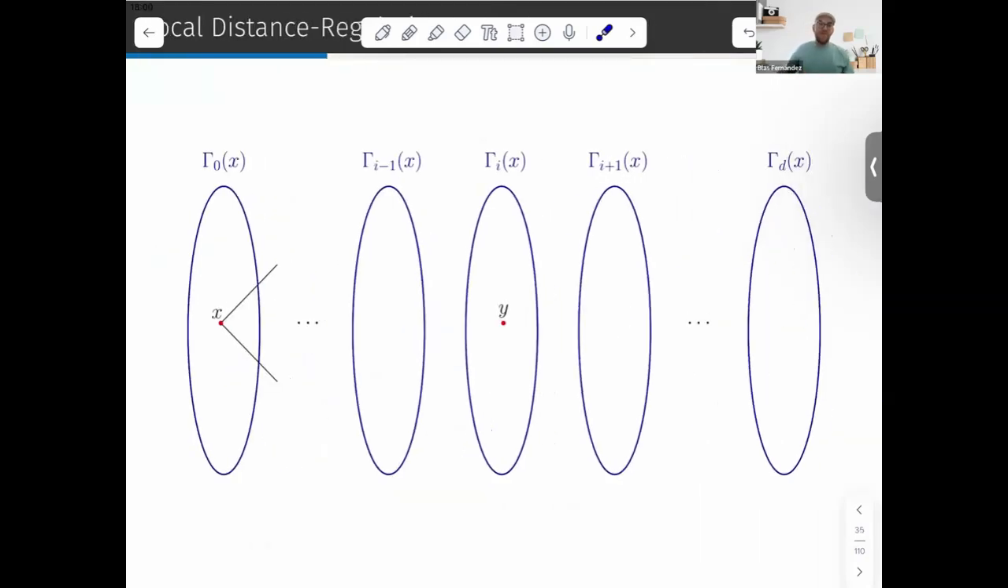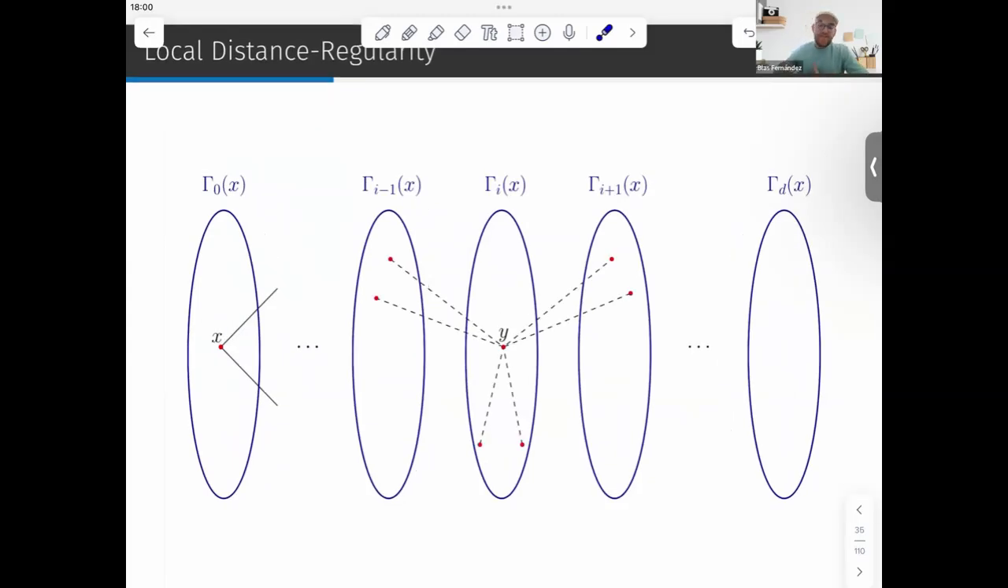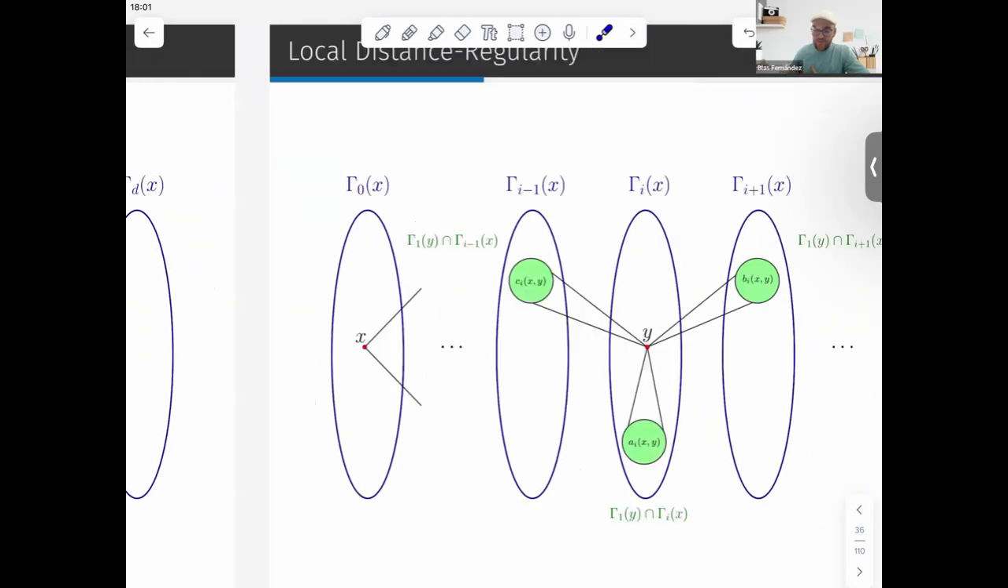Okay, let's quickly define what we mean by local distance regularity. We have a vertex x. We consider this vertex has eccentricity d. We consider all vertices which are at distance i from x for every i between 0 and d. So this is the distance partition. Now we pick a vertex y at distance i from x, and we observe that this vertex has three kinds of possible neighbors: those which are at distance i minus 1 from x, those at distance i from x, and those at distance i plus 1 from x.